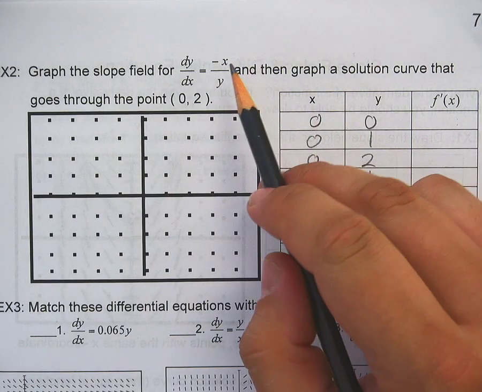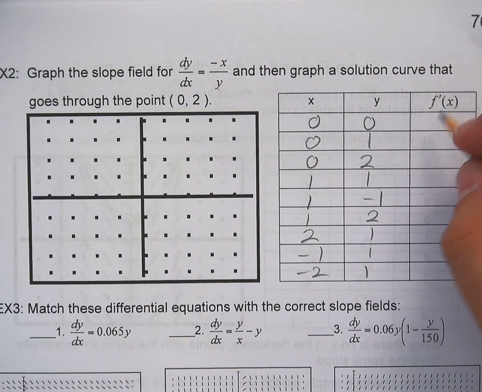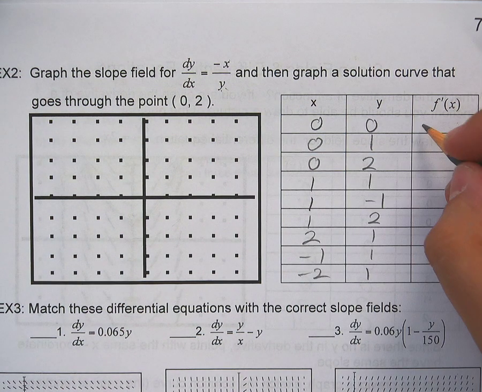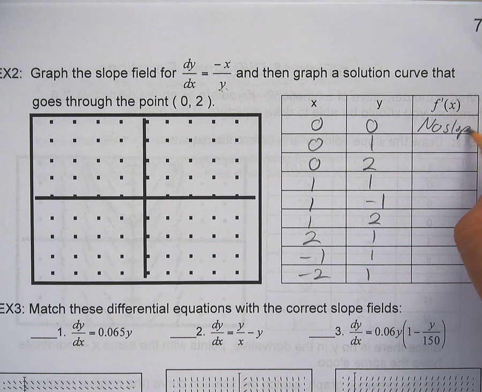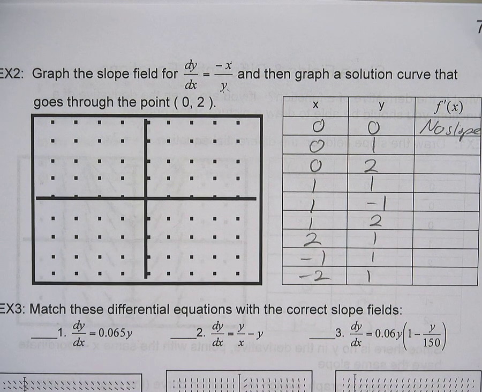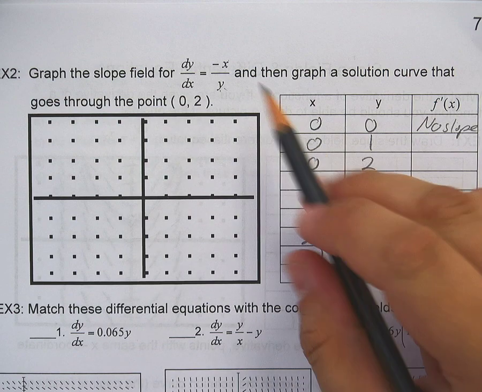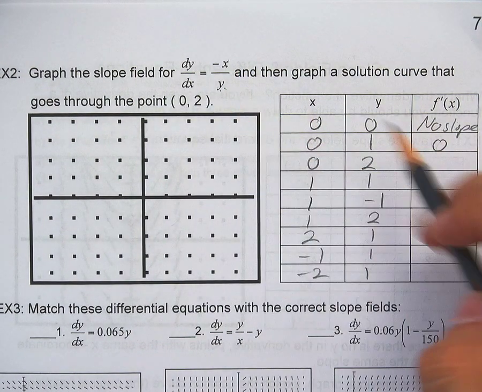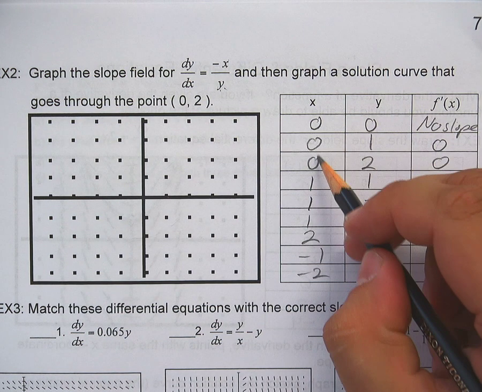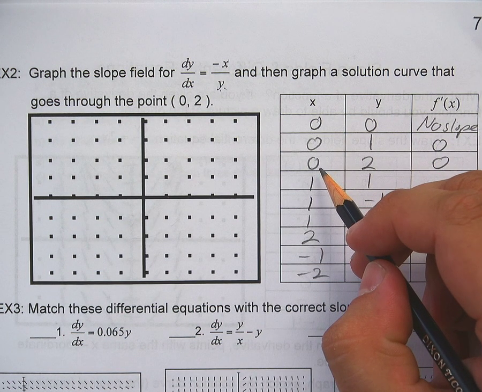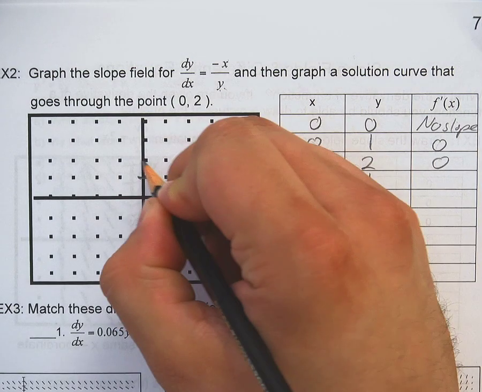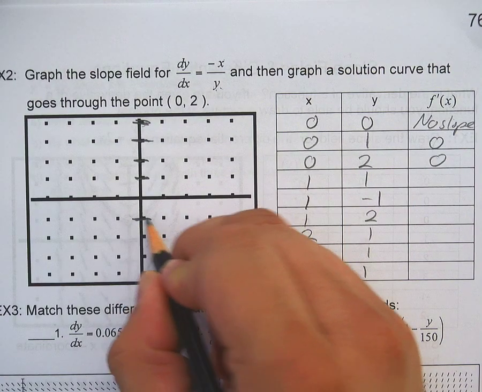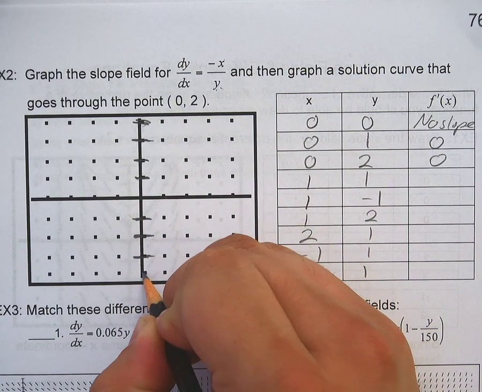So let's plug it in. 0 over 0 gives you undefined. 0 over 0 gives you no slope. Undefined slope, right? 0 over 1 gives you 0. 0 over 2 gives you 0. Matter of fact, anytime x is 0, you're going to have a 0. So that makes that easy. I can go ahead and graph those real quick. It doesn't have to be perfect, but it does have to be accurate.